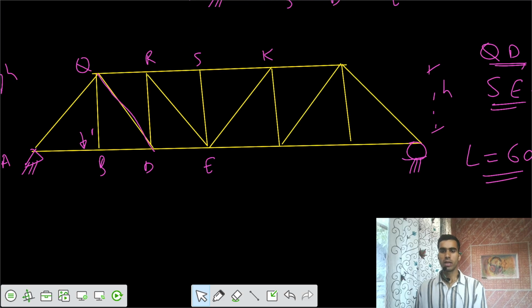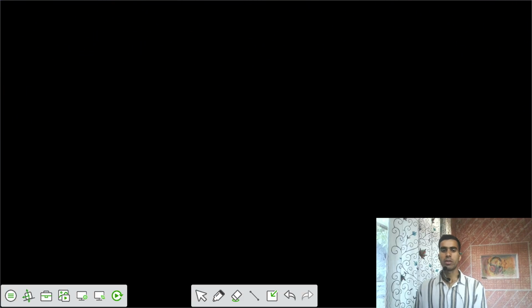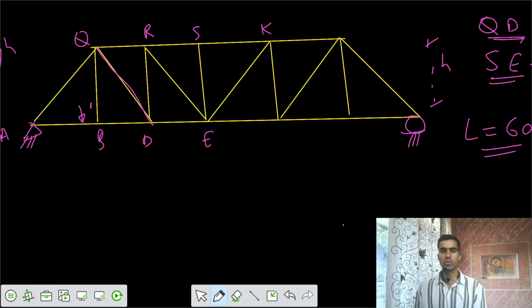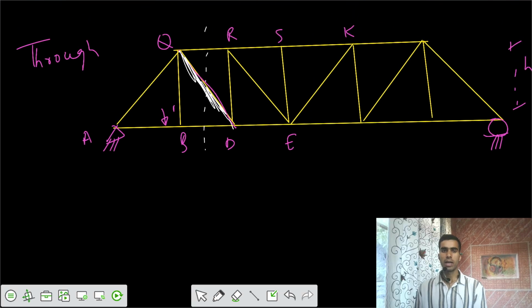Let's say we have the ILD for SE, and we draw some reference line for the ILD. Let's talk about the first case, that is QD. This is our member QD, and I can cut the section in this way. Then there is some reaction here, some force here, and one more force F, which is the force along the diagonal. So this is your F.